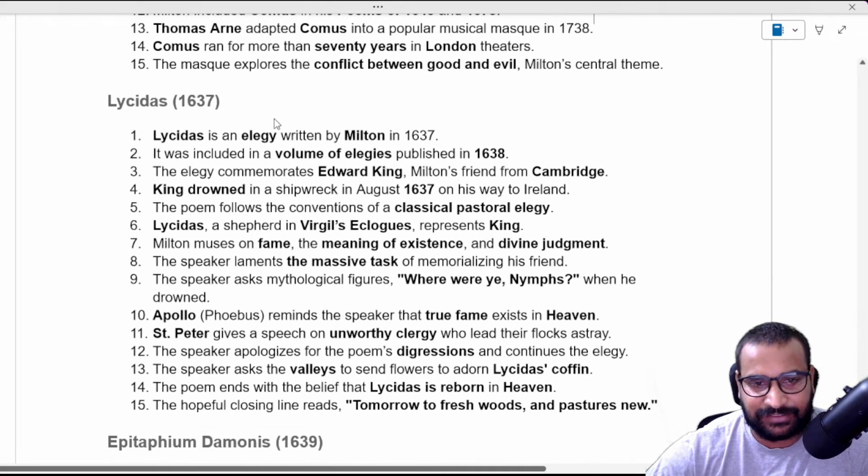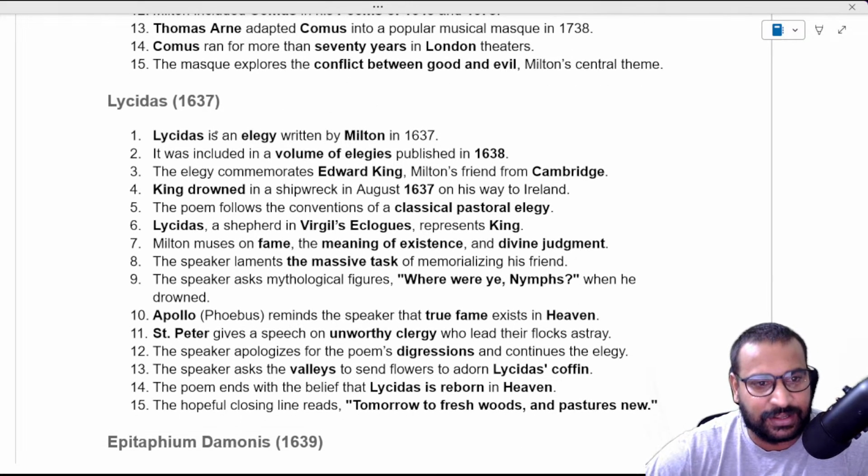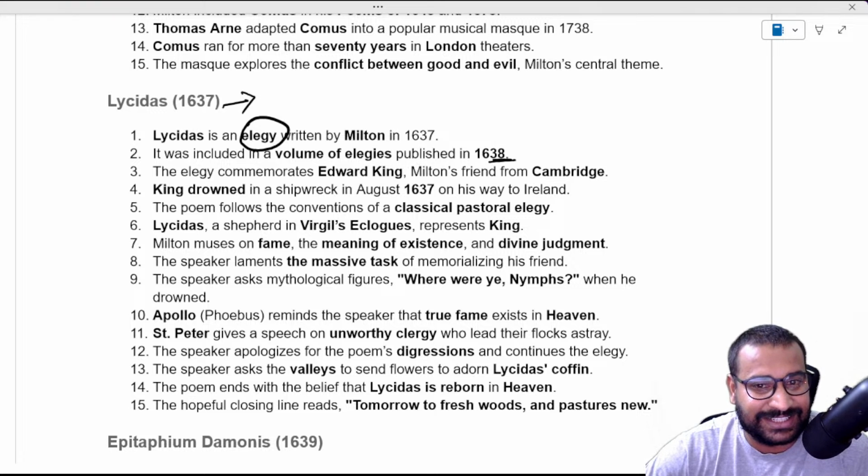Anyway, Lycidas, very important. They ask the question: tell me the name of the poem by Milton which is an elegy. What is it? It is Lycidas. Very important. It was included in the volume of elegies published in 1638. So the elegy commemorates Edward King, Milton's friend. All these first three points are important.